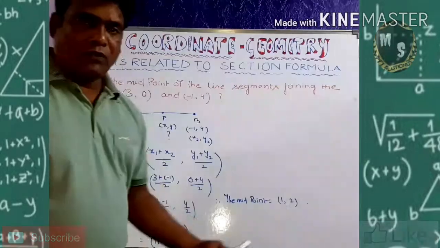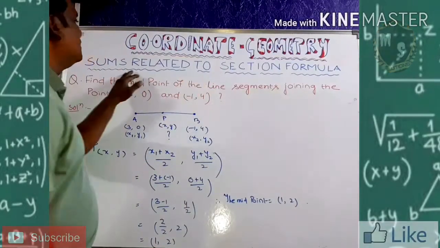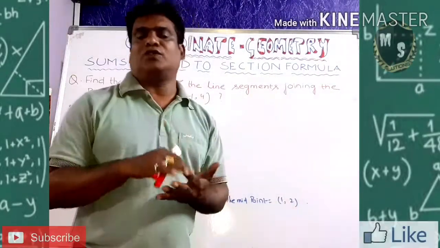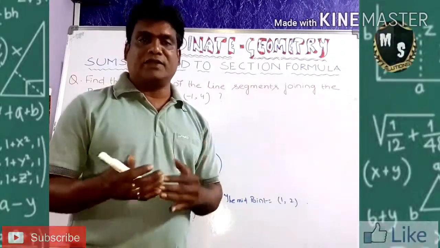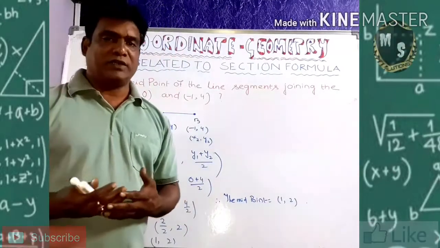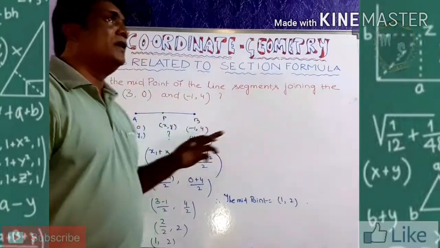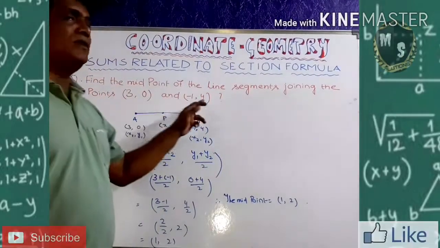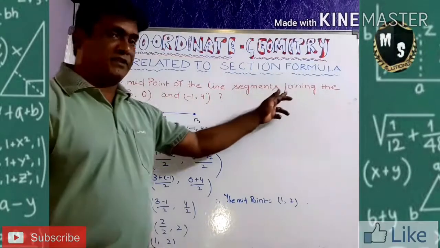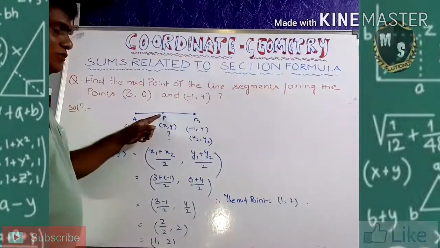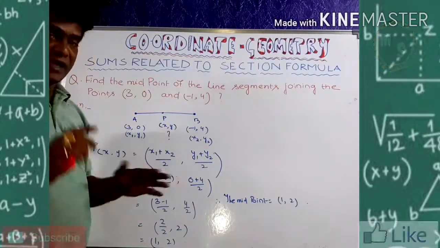The next part is some sums regarding the section formula. I will do some sums from the midpoint formula, some sums from the section formula, that is internal and external divisions, and some sums from the centroid. Now the first sum: find the midpoint of the line segment joining the points (3, 0) and (-1, 4). He is asking you to find the midpoint of this line segment. Let the midpoint be P, with coordinates x and y. We don't know it; we have to find it out.